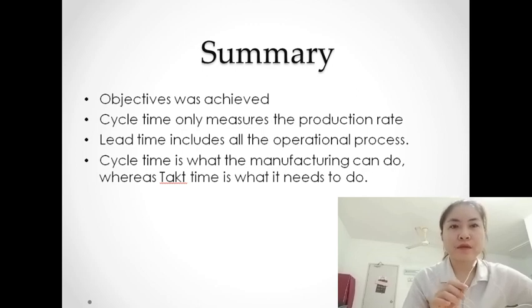Moreover, we observe that cycle time is a part of lead time. Cycle time only measures the production rate, while lead time includes all the operational processes. Lastly, we also identify that cycle time is what the manufacturing can do, whereas take time is what it needs to do.